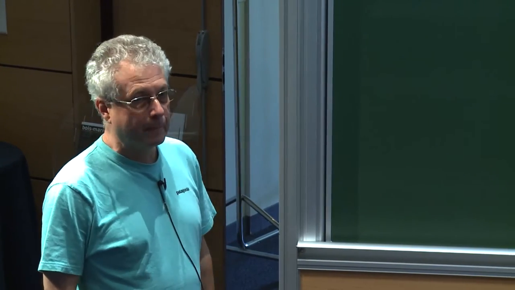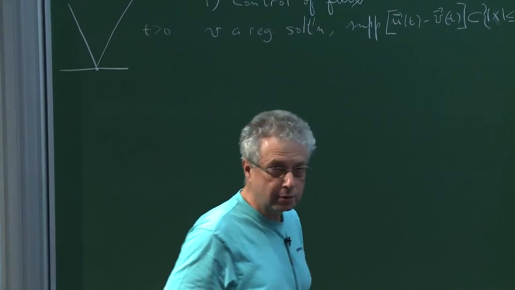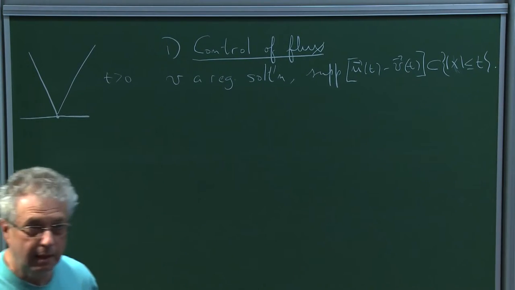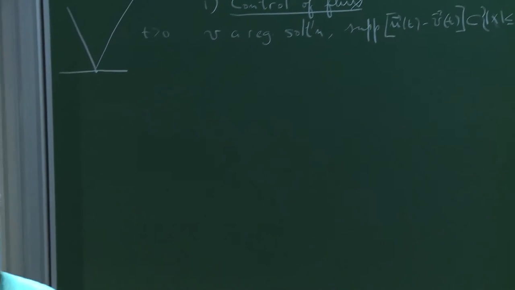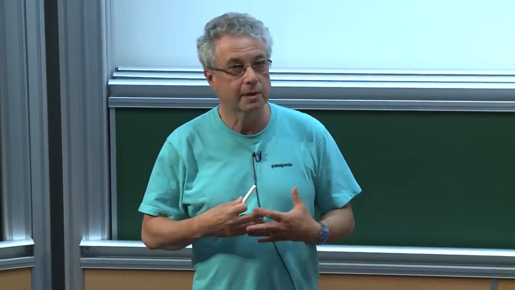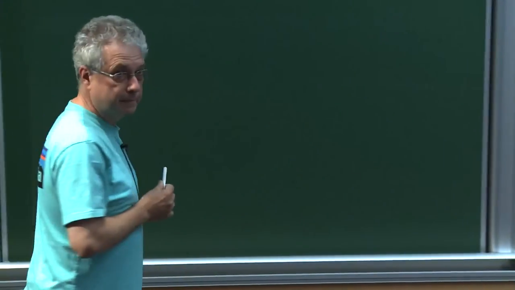And now, using the fact that this V is a regular solution, we can control the flux. Because the flux lives on the boundary of the cone, and on the boundary of the cone, the solution equals the regular solution by this property. And we did this by combining Strichartz's estimate with the uniform boundedness of the energy. So that was the first part.